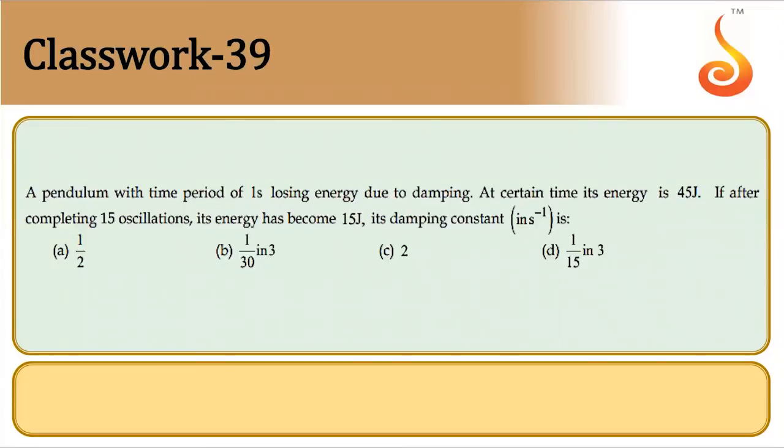A pendulum with time period of 1 second is losing energy due to damping. At certain time, its energy is 45 joule. If after completing 15 oscillations, its energy has become 15 joules, its damping constant in per second is... 1 by 15, ln 3.